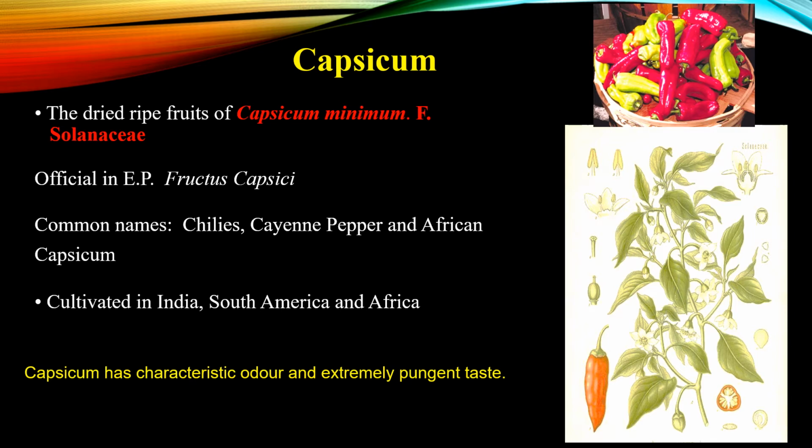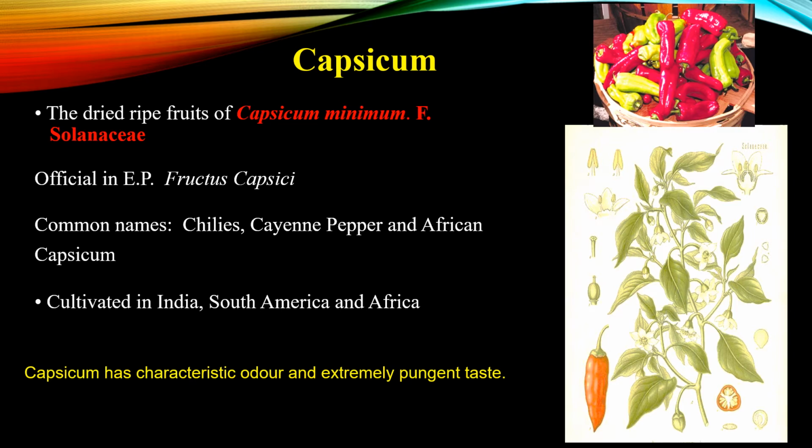Non-umbelliferous meaning doesn't belong to family Umbelliferae. The first fruit is capsicum, which is the dried fruits of Capsicum minimum, family Solanaceae. It is official in the Egyptian Pharmacopoeia under the name Fructus capsicii. There are several common names of capsicum, such as chilies, cayenne pepper, and African capsicum. It is cultivated in India, South America, and in Africa.